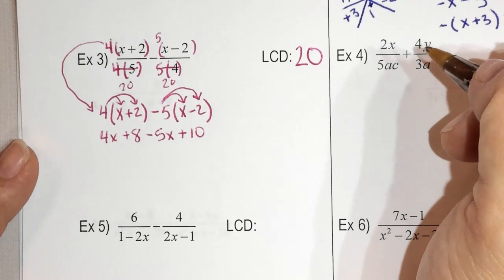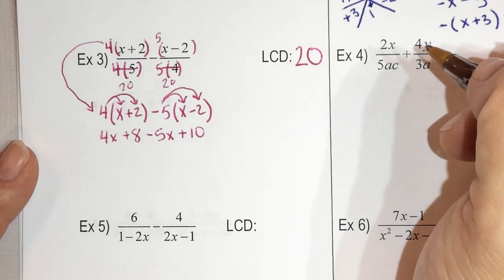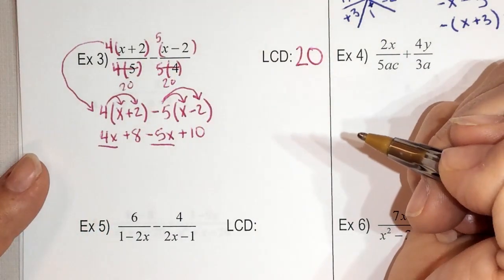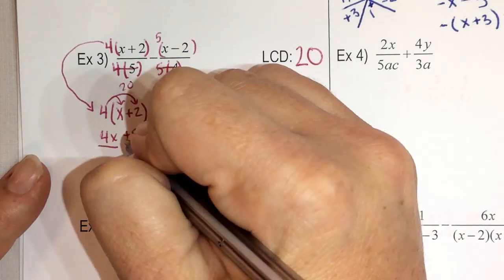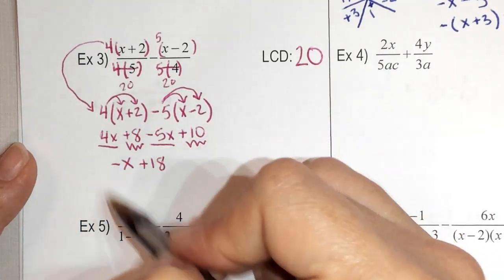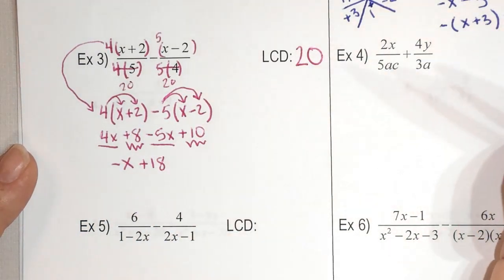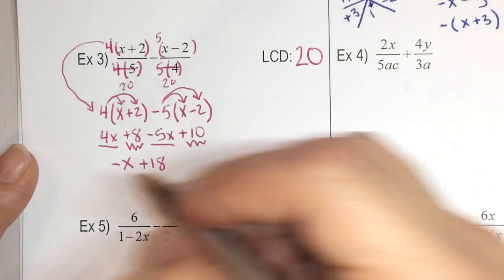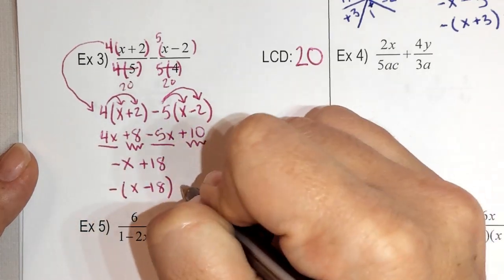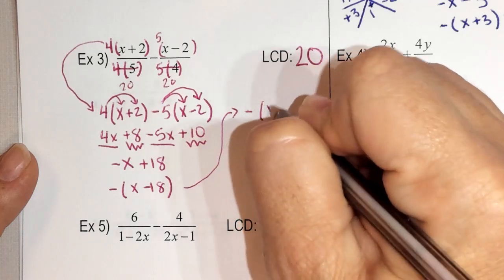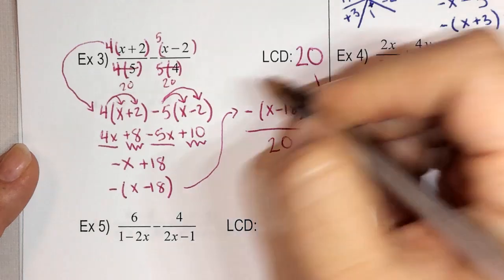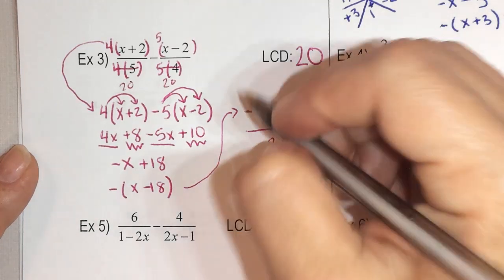So I'm going to keep simplifying. What do I do next? Yeah, I'm going to combine my like terms. So what's 4x minus 5x? Negative x. And what's 8 plus 10? And then we factor. Well, what's the only thing I can do here? Take out the negative, right? So when I take out that negative, it's just opposite, opposite. So positive, negative. And then we bring it up. And bring down our denominator. Does anything simplify? So that's my answer.